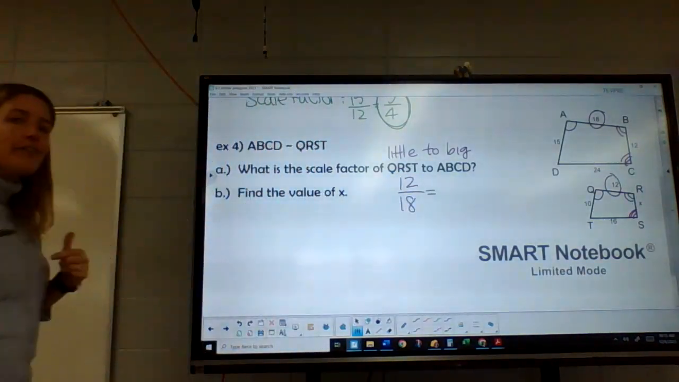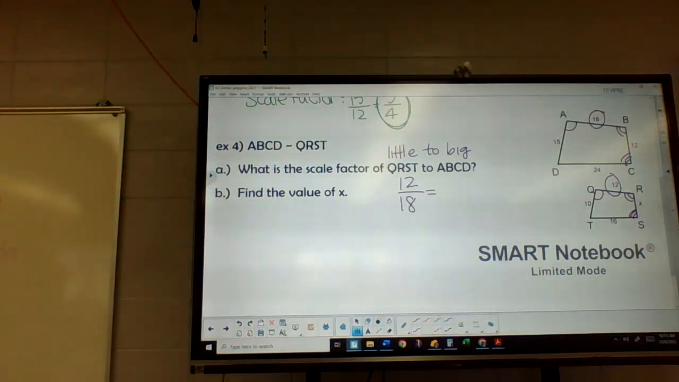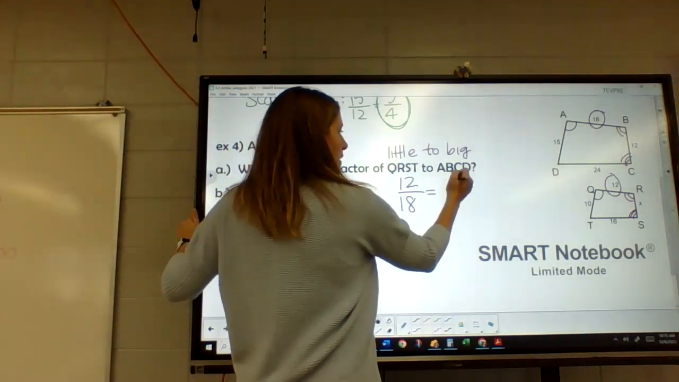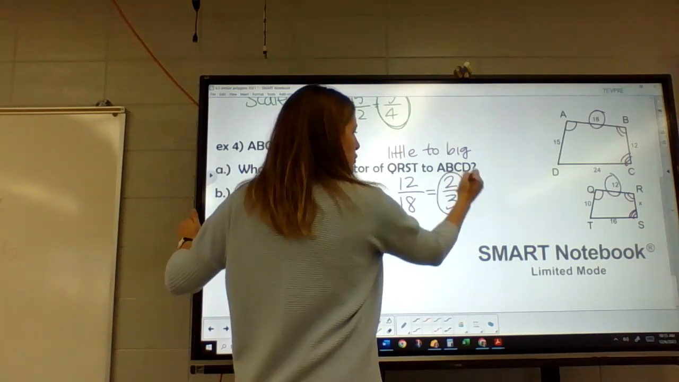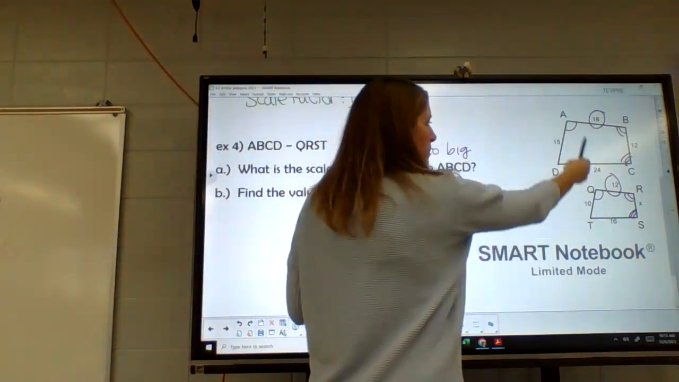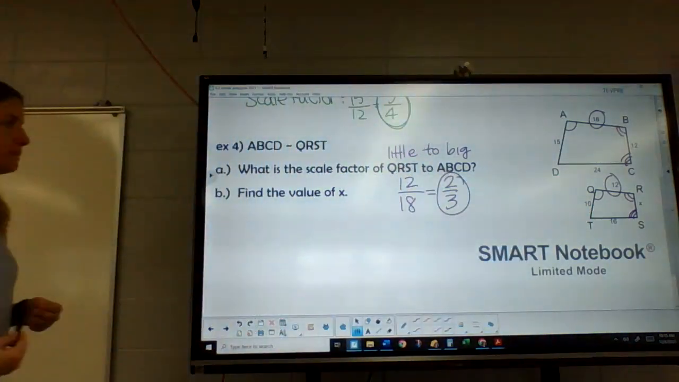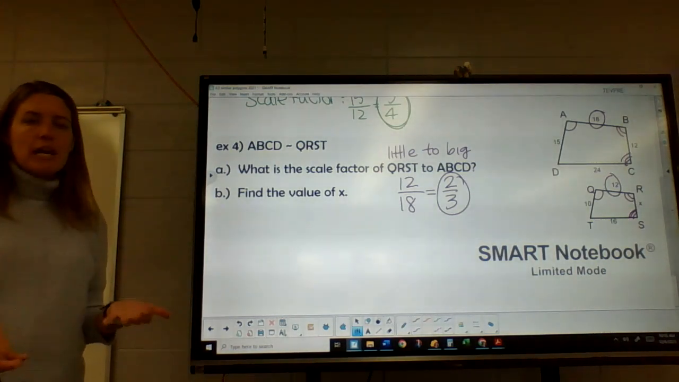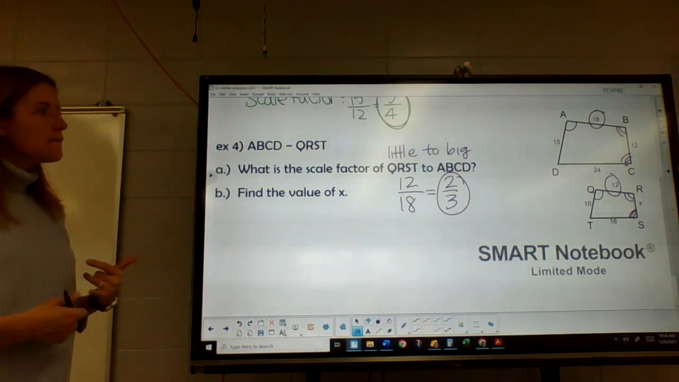So depending on how they ask us to write the scale factor, they might ask you to write it upside down, maybe it feels like. But if that's what they ask for, we can divide those each by 6. So it's a 2 to 3 scale factor. So this one's basically 2/3 of the bigger one. They also want us to find the value of x. So we're going to set up a proportion to figure that out.